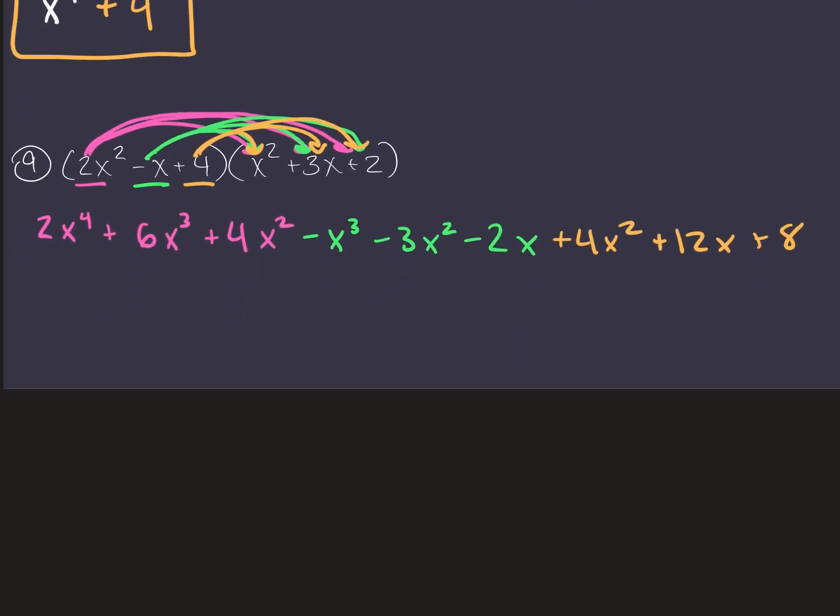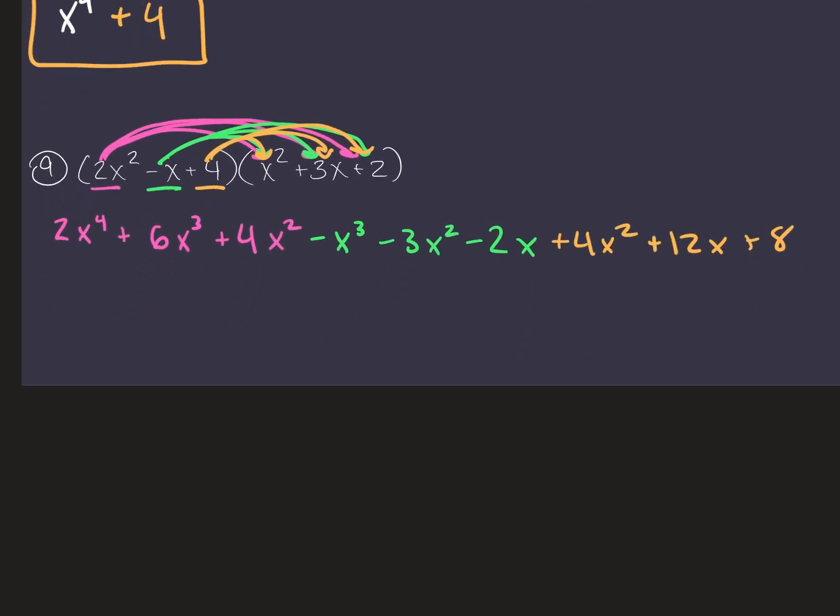And then next we combine like terms. So we start with our highest degree, so that'll be 2x to the 4th power. Next, I'm going to combine my x cubes. So I only have 2 x cubes here, so 6x cubed minus x cubed. So that would be like 6 minus 1, which is 5x cubed.